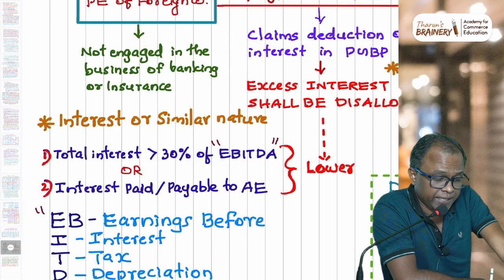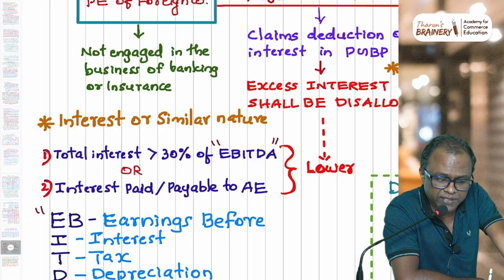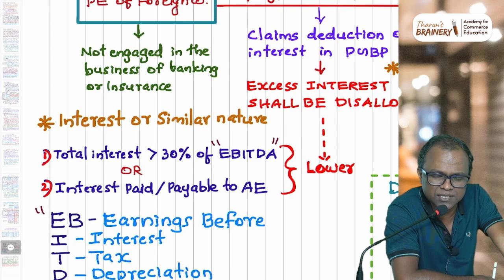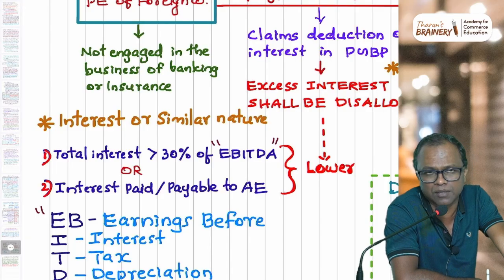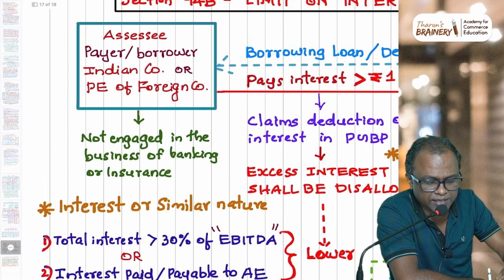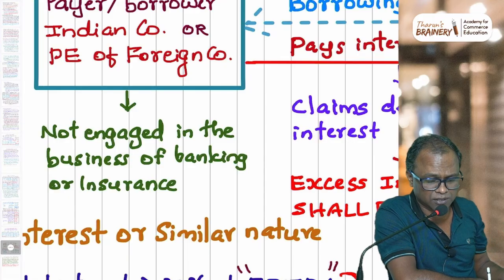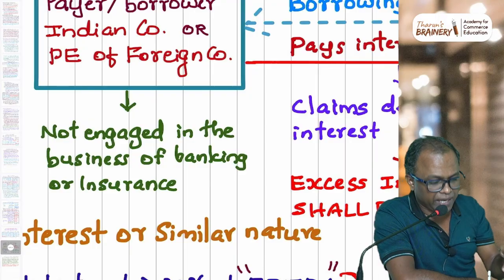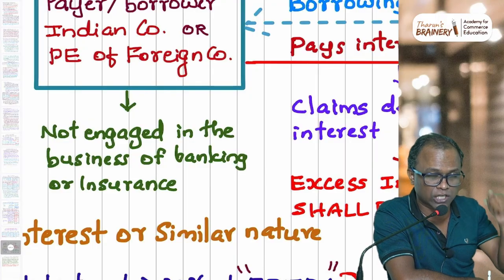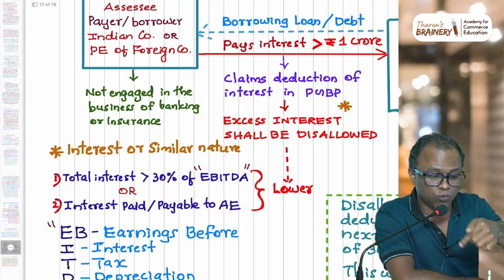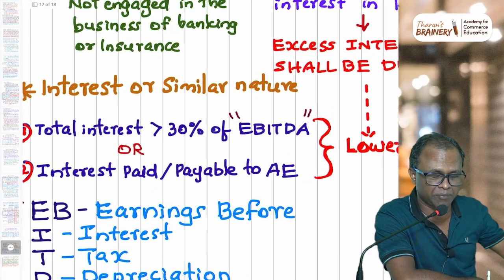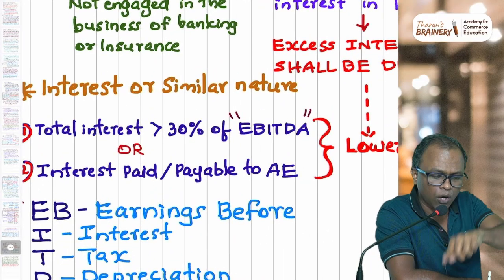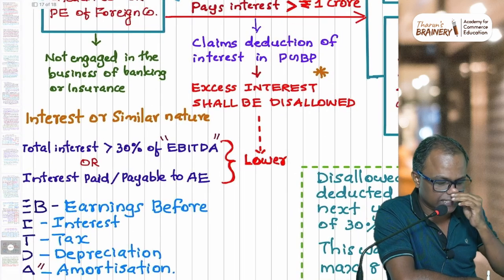But if the Indian entity, that is the borrower entity, is engaged in the business of banking or insurance, then it is active business. As part of their active business, sometimes they take a loan from AE, no problem. This section is not applicable. So the borrower entity should not be engaged in the business of banking or insurance. So we can say there are a lot of exceptions. If the interest paid or payable to AE does not exceed 1 crore, this provision is not applicable. If the payer is engaged in the business of banking or insurance, this provision is not applicable. Even though interest exceeds 1 crore, if total interest does not exceed 30% of EBITDA, this provision is not applicable. When all these conditions are cumulatively satisfied, then excess interest will be disallowed.